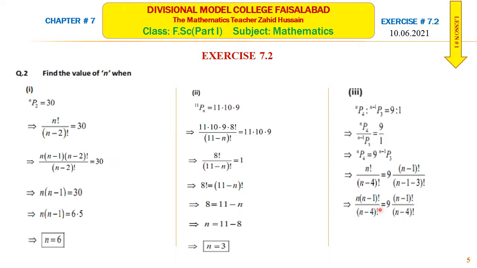Look, this n minus 4 factorial is cancelled with this n minus 4 factorial. If you compare both sides, left and right hand side of this equation, n minus 1 factorial is in the numerator and n minus 4 factorial is in the denominator on both sides. So it means there is n and there is 9. This n minus 1 factorial is cancelled with this, n minus 4 factorial is cancelled with this, and we are left with n is equal to 9. So our answer is 9.